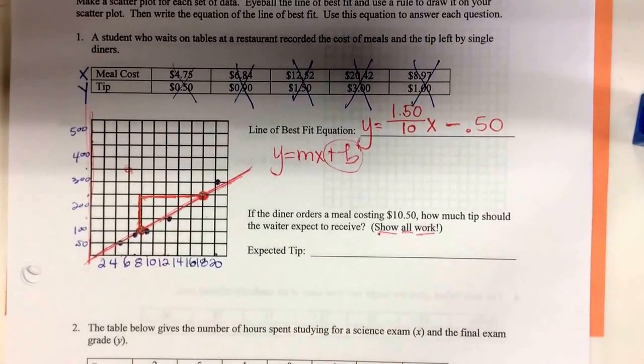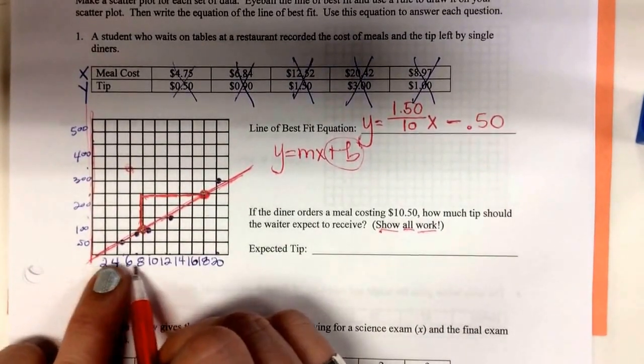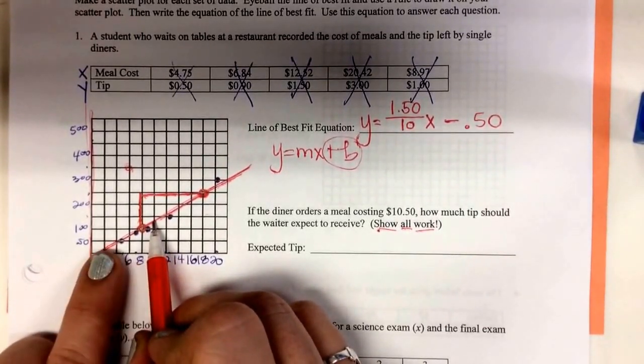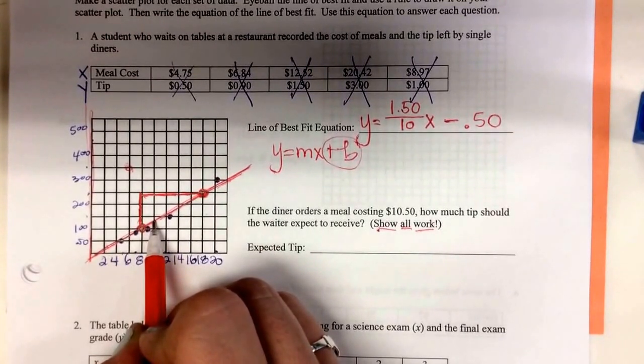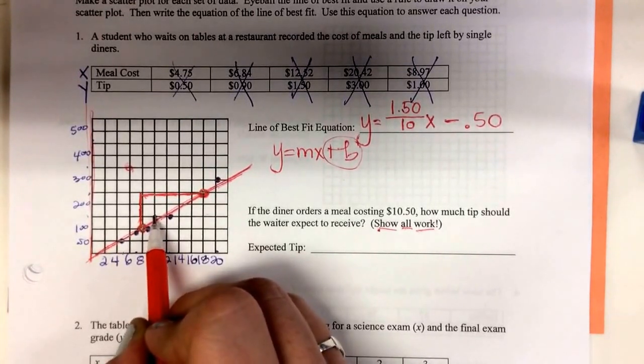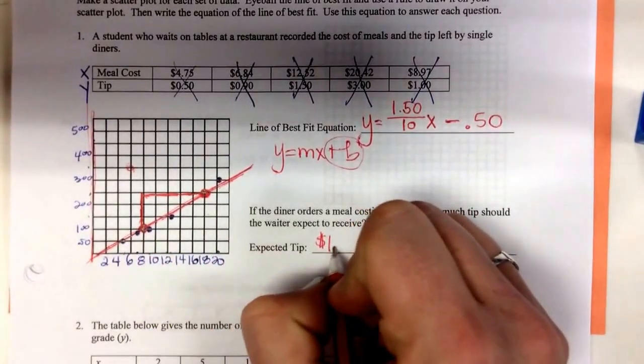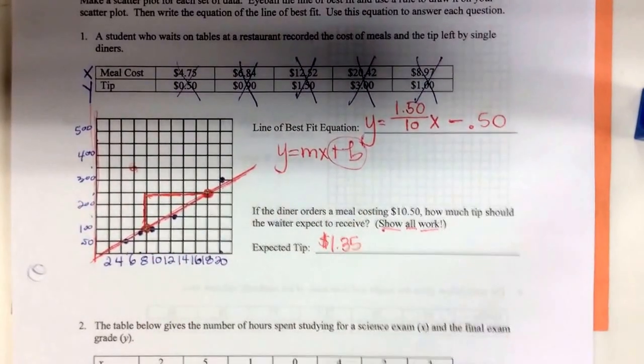There are 2 ways to do these problems. The first way is to go on your graph to 10 and go up and estimate. What do you think that right there would be? 10 what? $1.75. Well, this line right here is $1.50 and it's a little bit below it. So maybe $1, I heard $1.35.